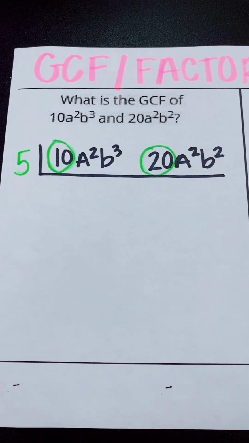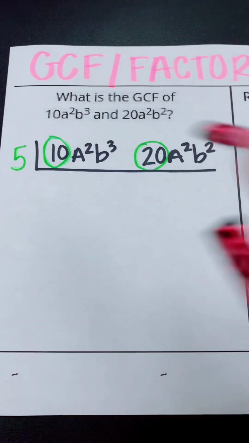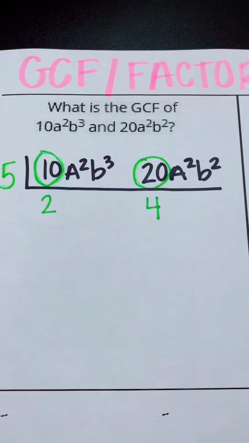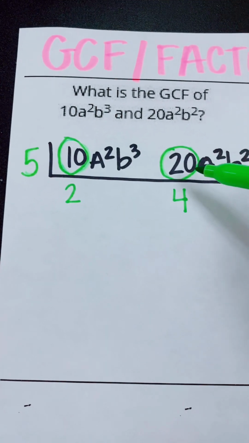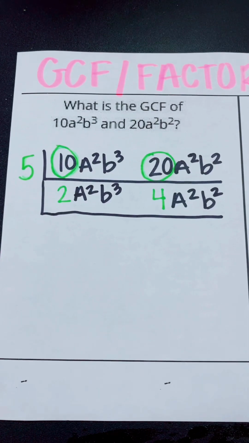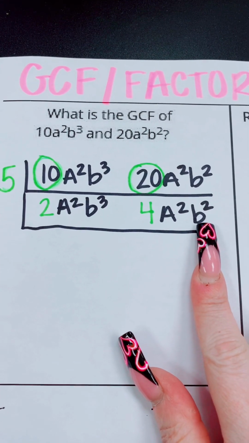I notice that they both end in 0, which means they are both divisible by the number 5. So that means I can take out a 5. 10 divided by 5 is 2. 20 divided by 5 is 4. Then I'm going to bring down all of my variables for both of the terms.